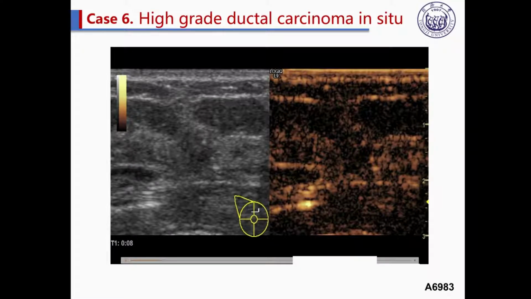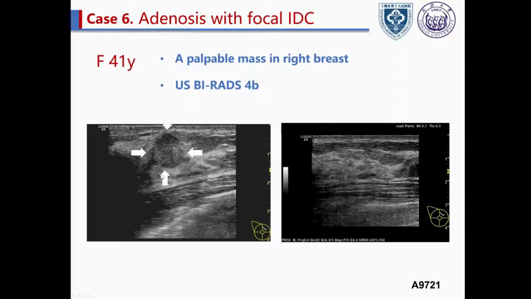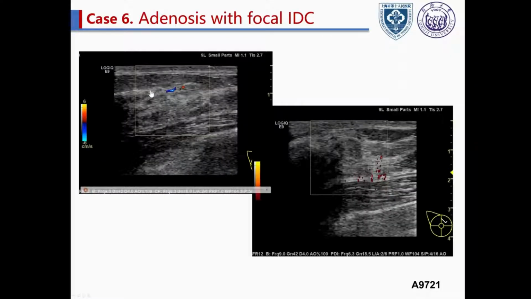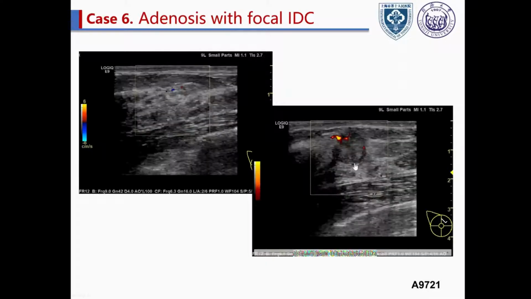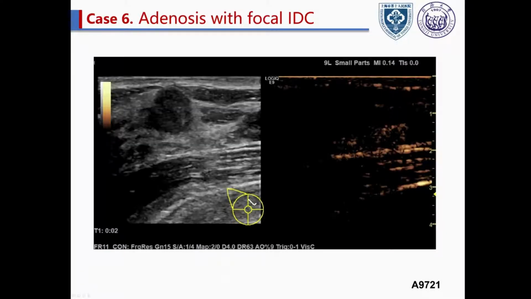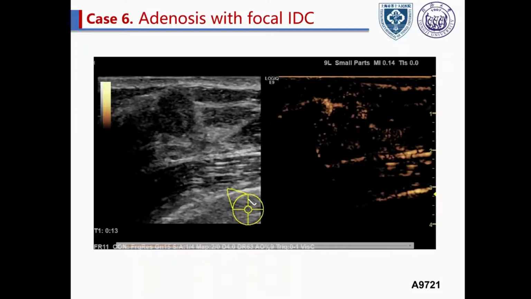Okay, this is adenosis with focal infiltrative IDC. This patient found a papillary mass in breast. It was classified as BIRADS 4B. You can see this is the lesion. So on color Doppler imaging, we can see some blood flow in the lesion, some tortuous vessels. So this is a CUS image of the patient. Here we can see the lesion. Some tortuous vessels, twisted vessels, and enlarged in the area.